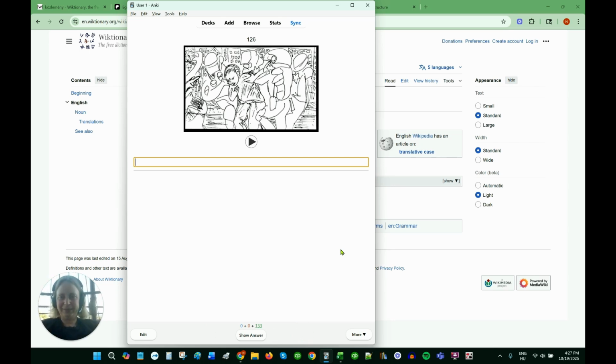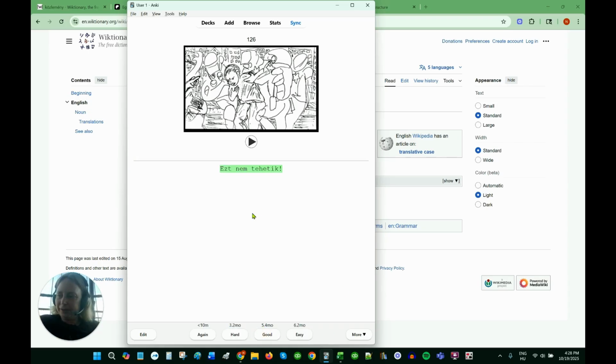Nem tehetik. That means they can't do this. Est. And here there's a T. That means it was the accusative. Nem means no. Tehetik. Est nem tehetik. Let's check it. They cannot do this.